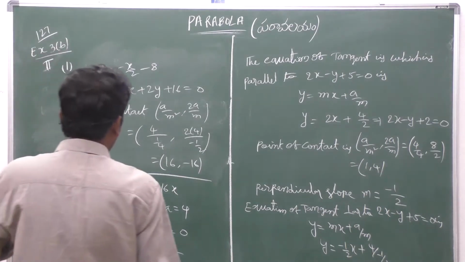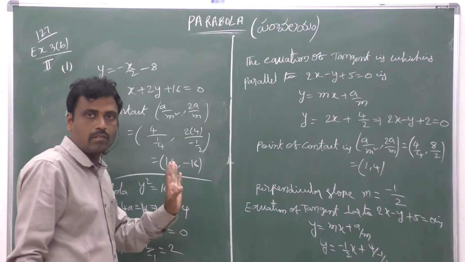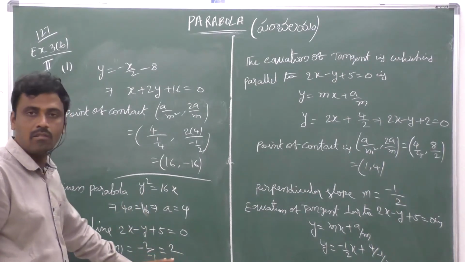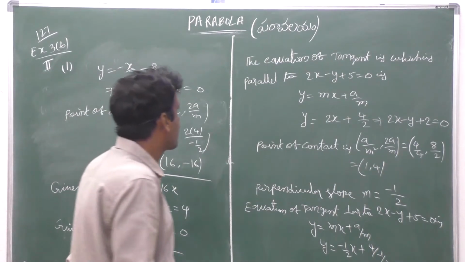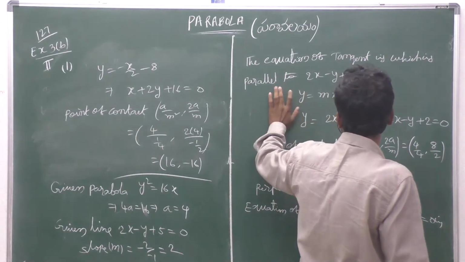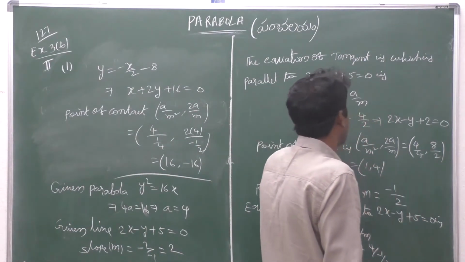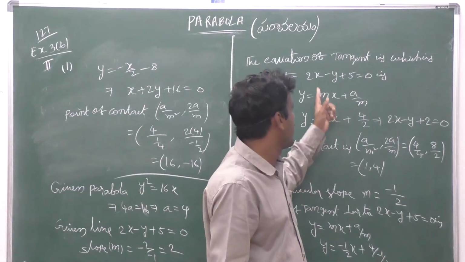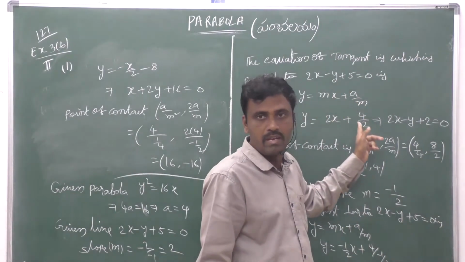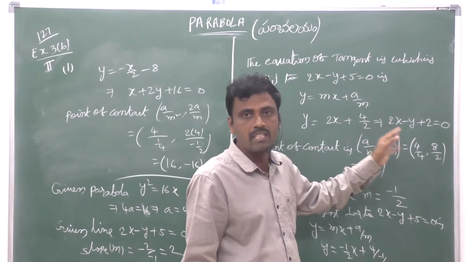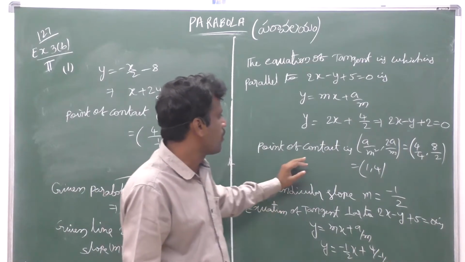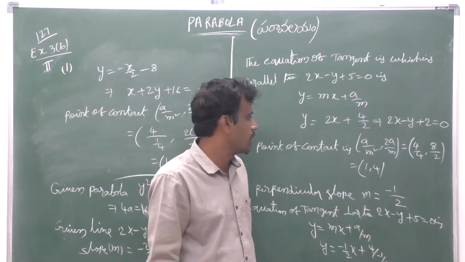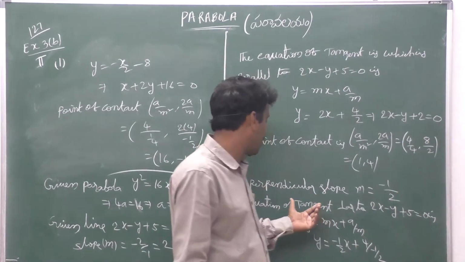Given parabola y square equal 16x, 4a equal 16, a equal 4. Given line 2x minus y plus 5 equal to 0. Slope m equal to minus 2 by minus 1, that is 2. The equation of tangent which is parallel to 2x minus y plus 5 equal to 0 is y equal to mx plus a by m. Here m is 2, a means 4 by 2. That is 2x minus y plus 2 equal to 0. Point of contact is a by m square comma 2a by m. That is 4 by 4 comma 8 by 2, that is 1 comma 4.